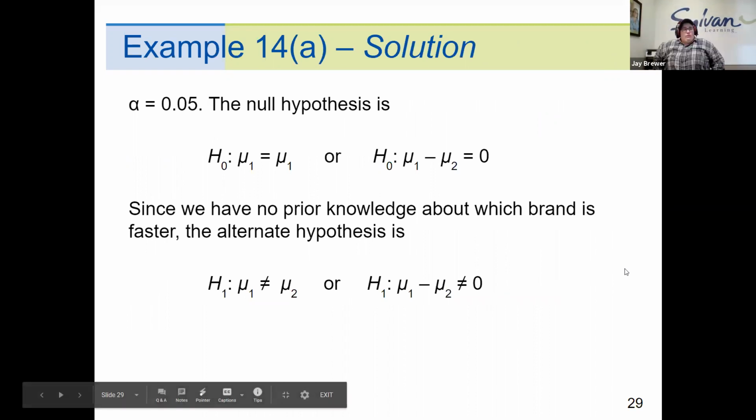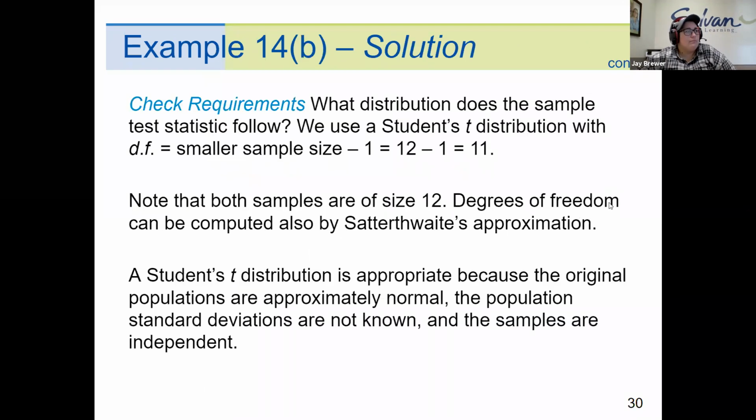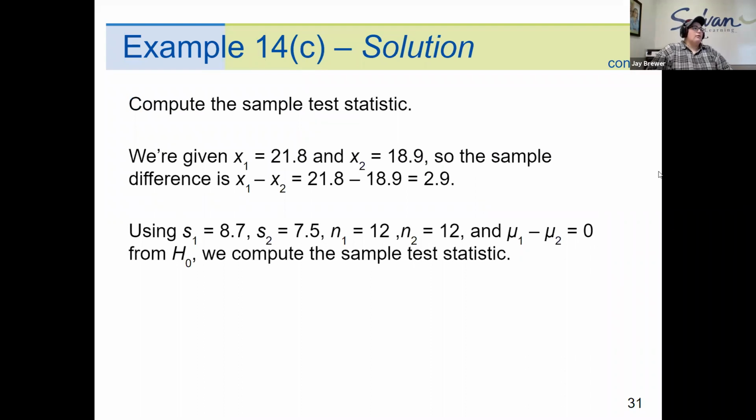Alpha is equal to 0.05. The null hypothesis is mu sub 1 minus mu sub 2 equal to 0. And since we have no prior knowledge of which brand is faster, the alternate is going to be mu sub 1 minus mu sub 2 not equal to 0. Check the requirements. Note that both sample sizes are 12, so degrees of freedom can be computed also by the smaller sample approach. So the t-distribution is appropriate. Compute the sample statistic. Basically find your t-values.